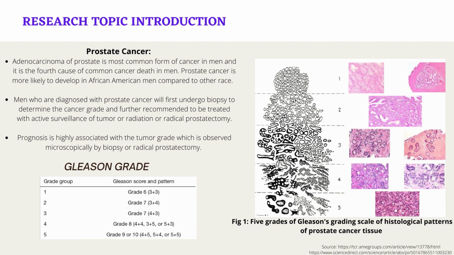For grade group 4, you will have a total grade of 8. It will be either 4 plus 4, 3 plus 5, or 5 plus 3. Grade group 5 will have a total of either 9 or 10, and you will have it as either 4 plus 5, 5 plus 4, or 5 plus 5. If you look at this picture, primarily in prostate cancer tissues you will find patterns 3, 4, and 5. Rarely will you find pattern 1 and 2.